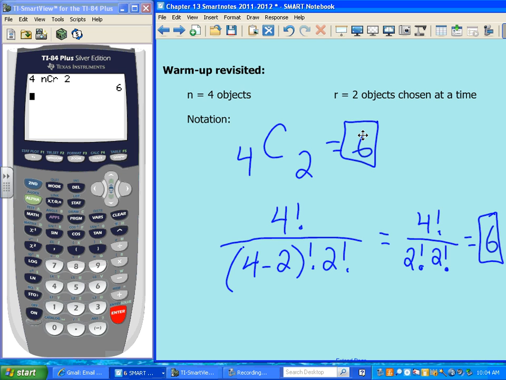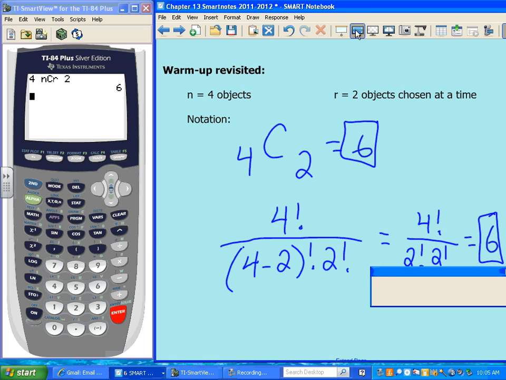No. 2 factorial times 2 factorial is 4. 4 factorial is 24. So no. Very different. Any other questions? Okay, so let's do these examples. And I'm not going to go through the calculator anymore. You guys can do that part on your own.